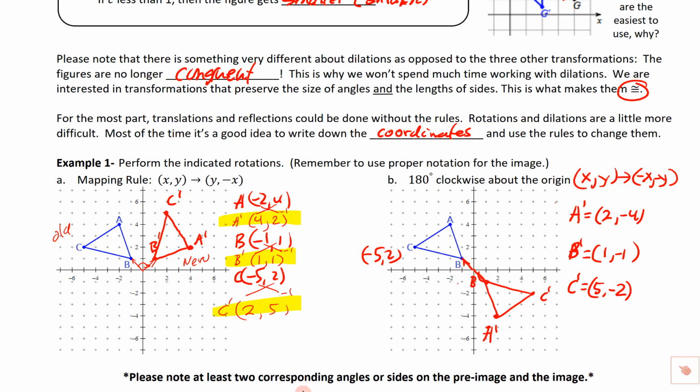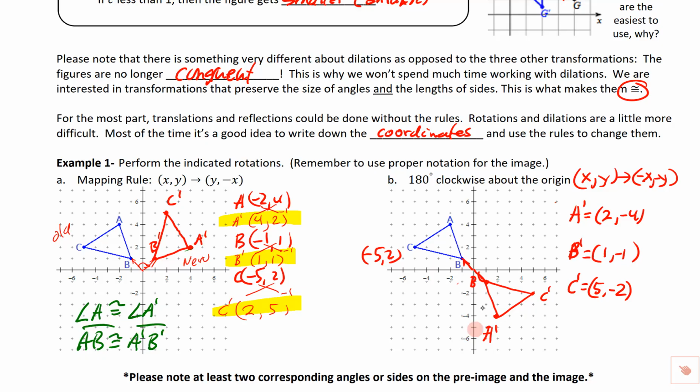Okay, now it says, please note at least 2 corresponding angles or sides on the pre-image and the image. So let's just go through and note a couple of those right here. So you'll notice on this one, see the size of that angle right there? See how it's the same size right here? So I'm going to write down that angle A is congruent to angle A prime. And we could mark down that side AB is congruent to side A prime, B prime. I can put the line on there in just a second.